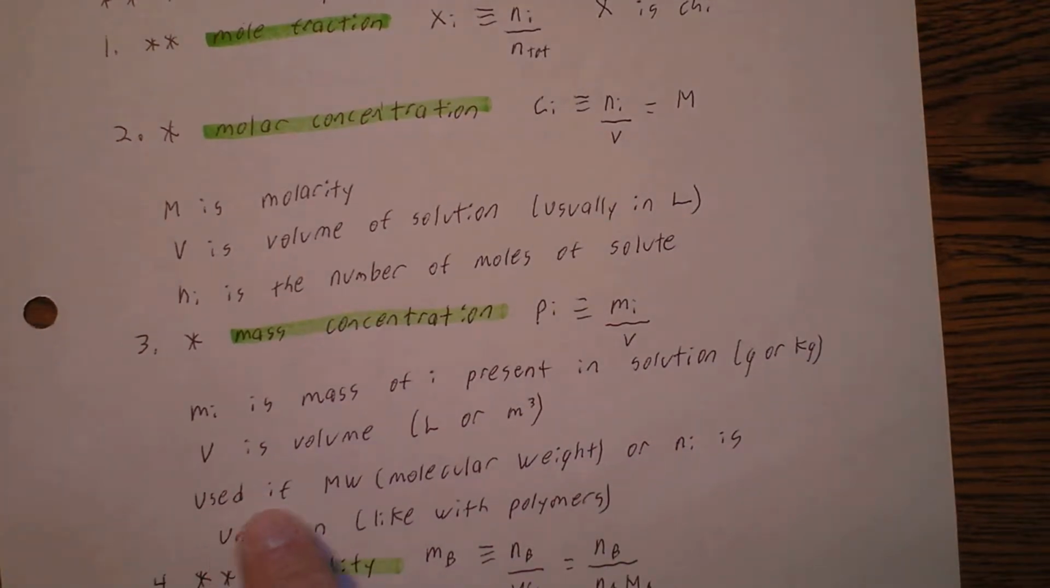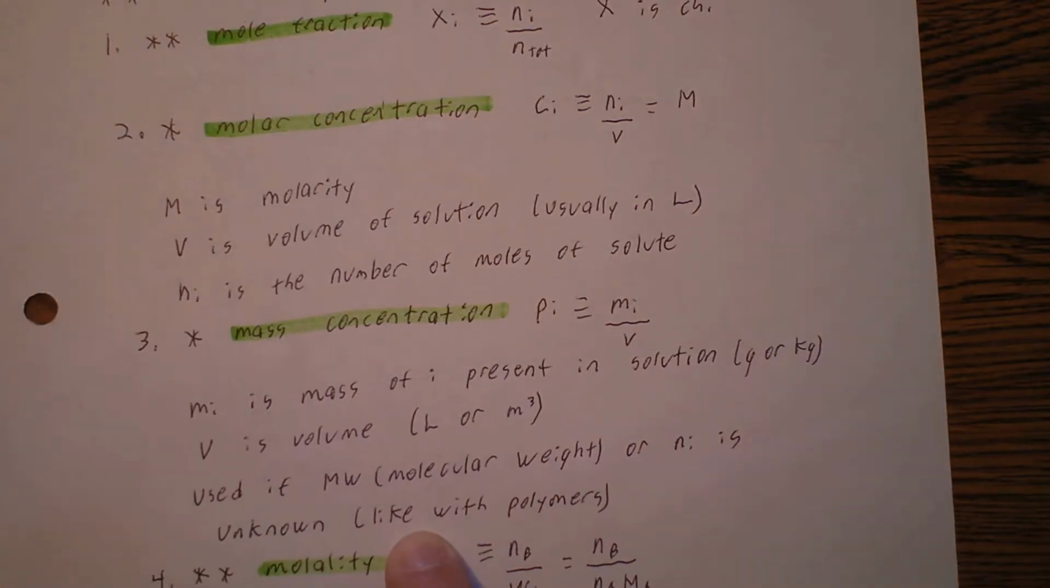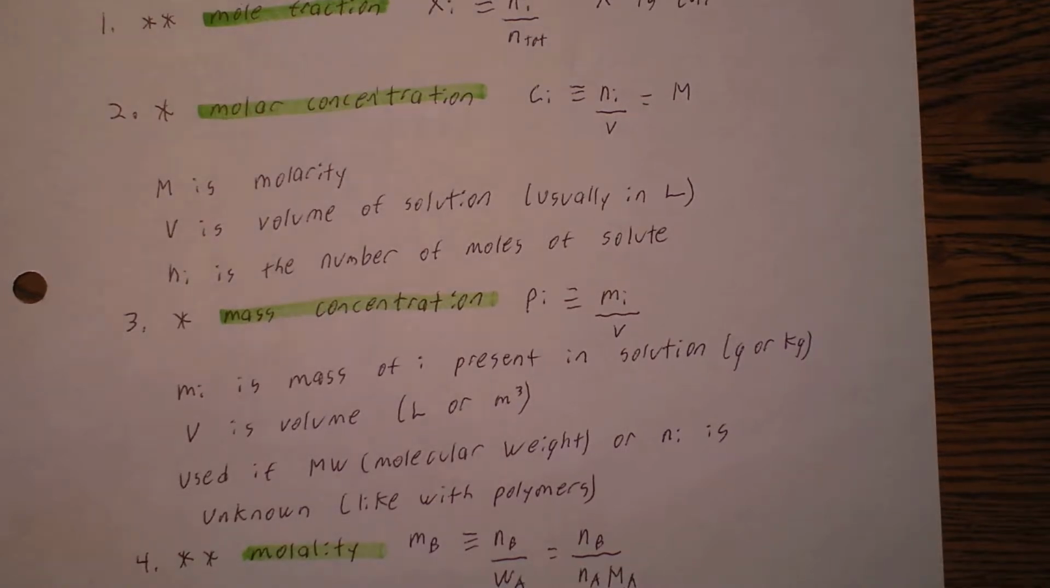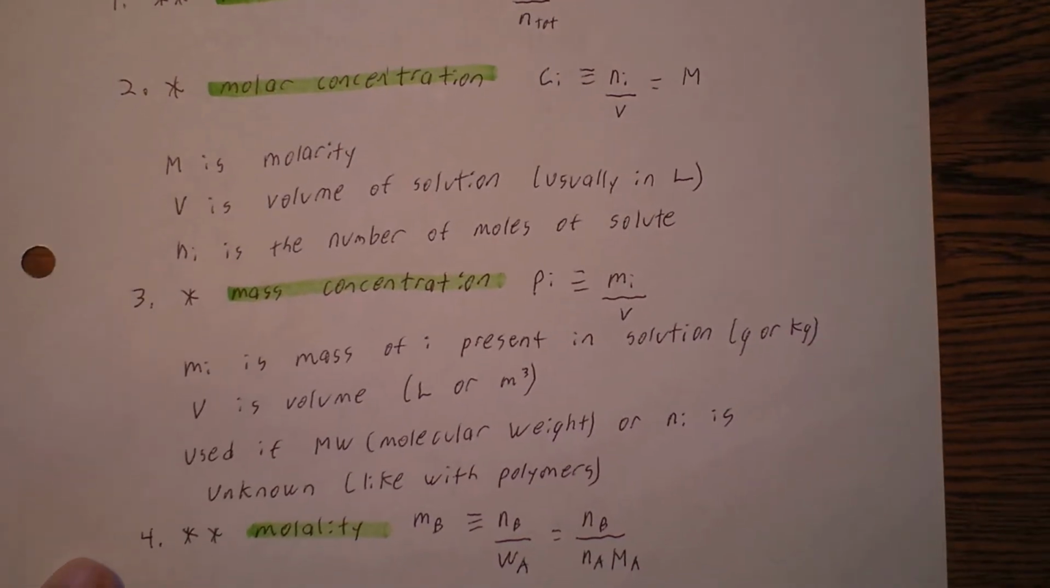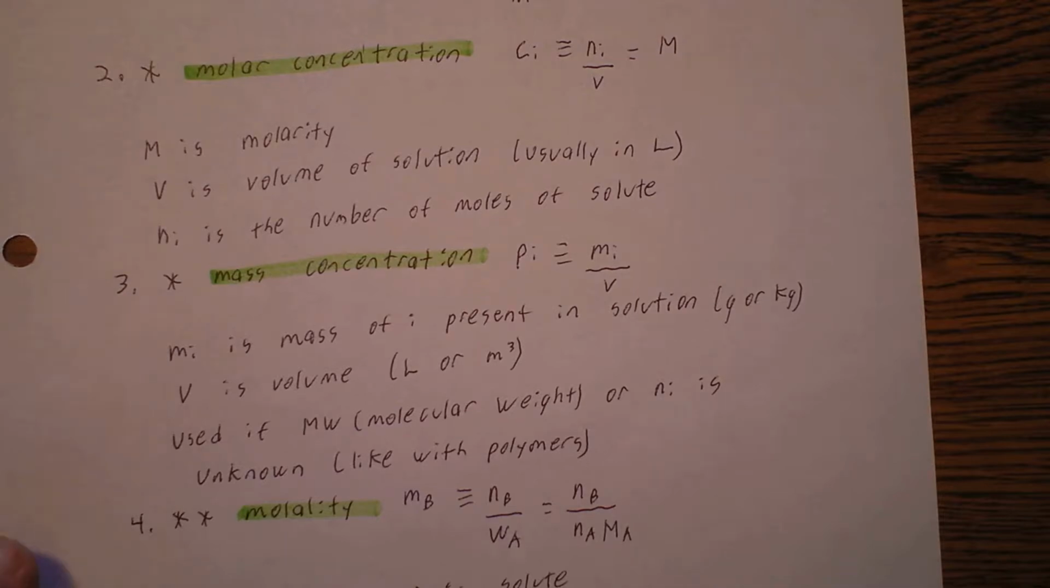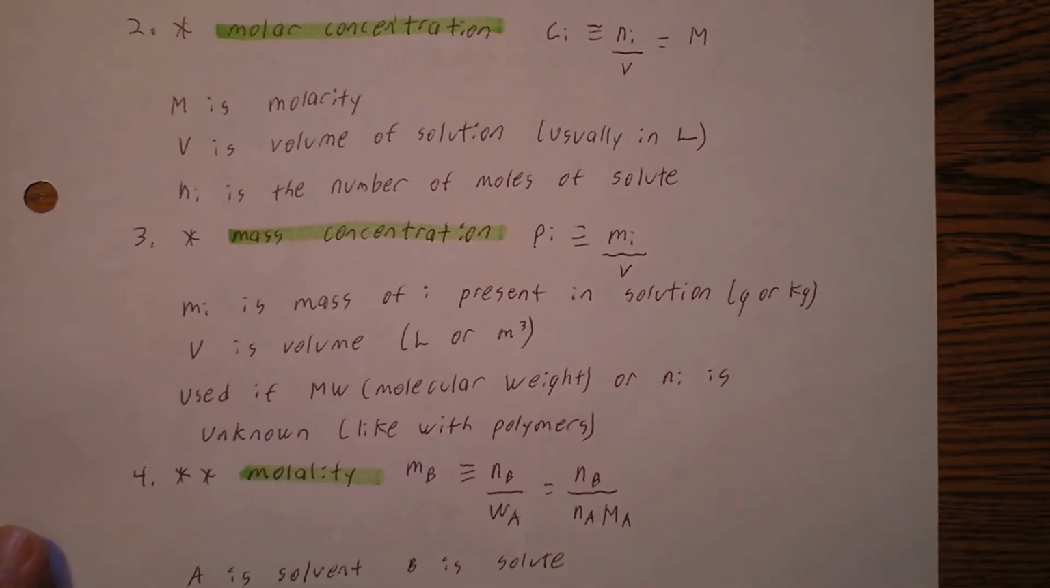We can use this if the molecular weight is not known, or the number of moles of the substance is unknown. For example, if you have a polymer with different lengths, you might not know exactly how big your polymers are, so you don't know the number of moles you have. So you have to settle for using mass instead.